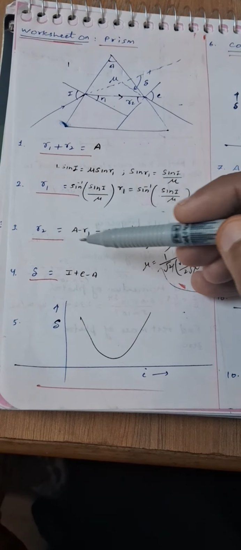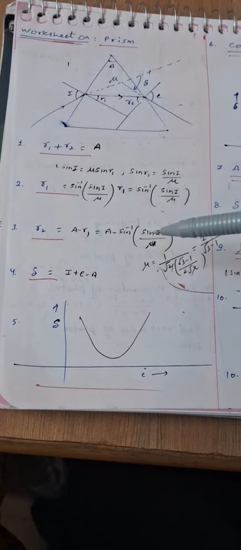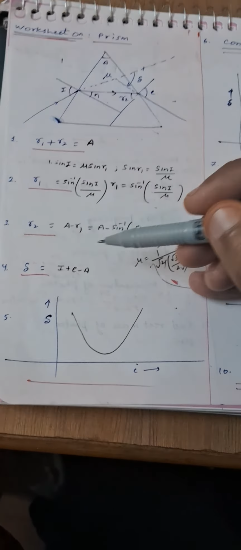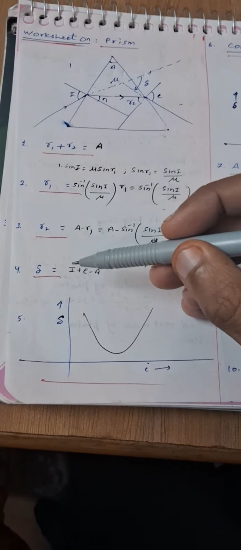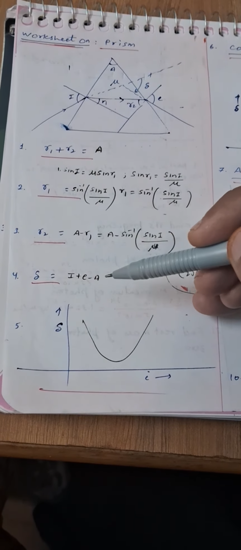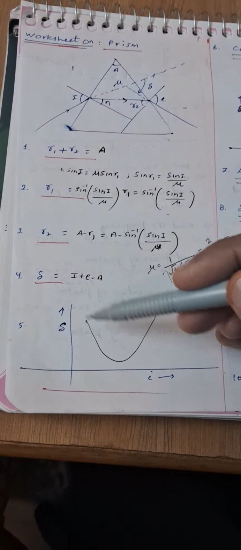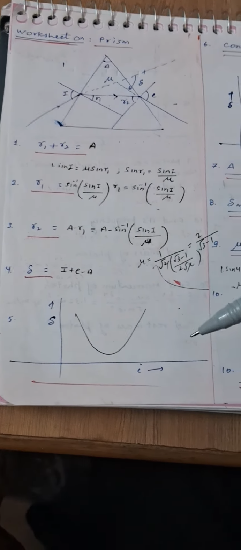Now is R2. So R2 can be written as A minus R1, or A minus sin inverse of sin I by mu. Next is deviation in the light ray. So deviation is I plus E minus A. Next is variation of angle of deviation with I. So it's a curve like this.